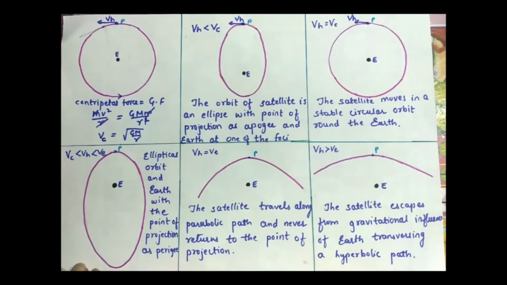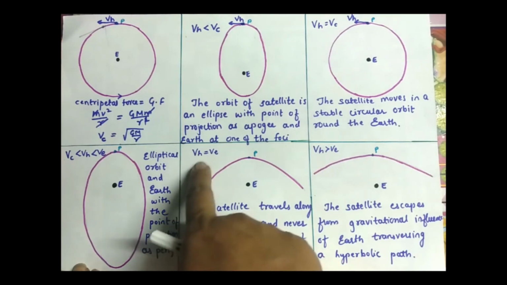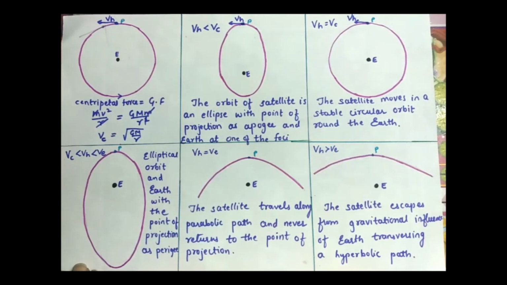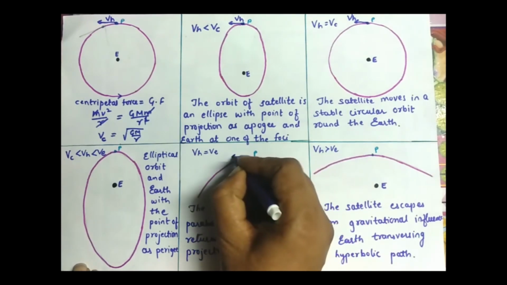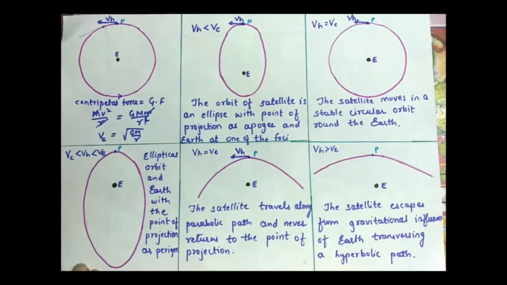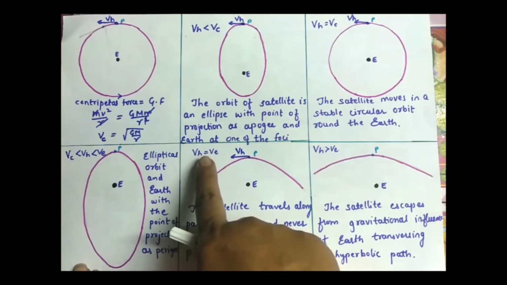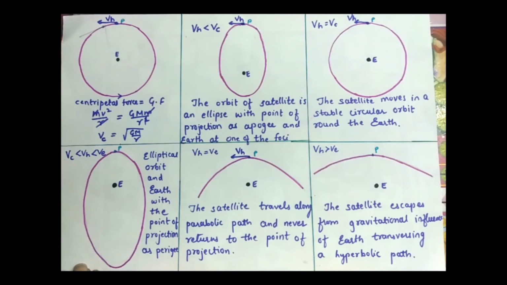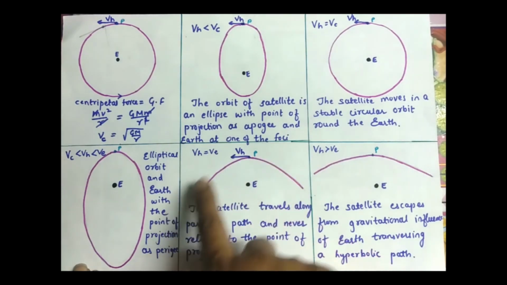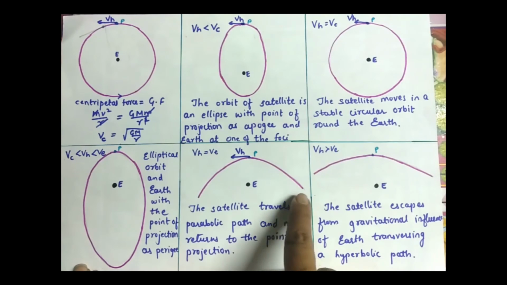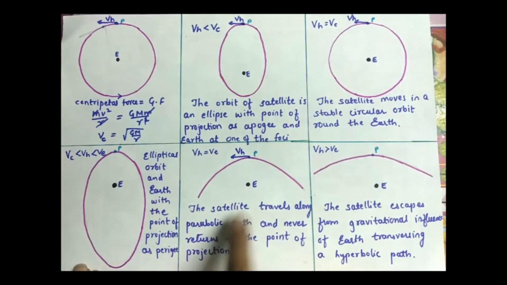Proceeding further, what will happen when the horizontal velocity becomes equal to the escape velocity? Once again, this is your horizontal velocity. The horizontal speed of projection is equal to the escape speed. So what will happen in this case? The satellite travels along a parabolic path and goes far from the earth while moving, and never returns to the point of projection.